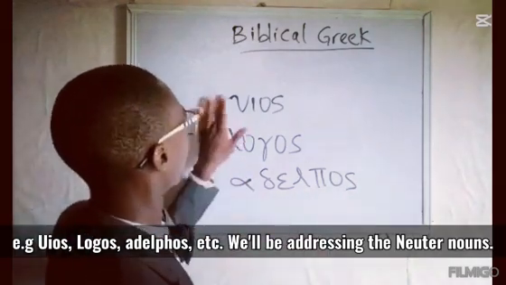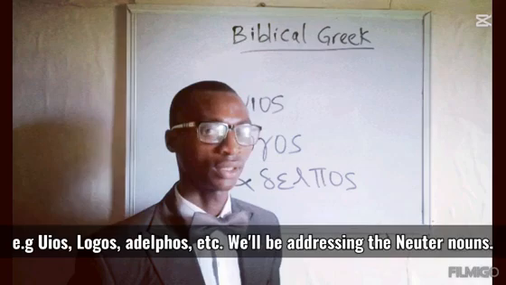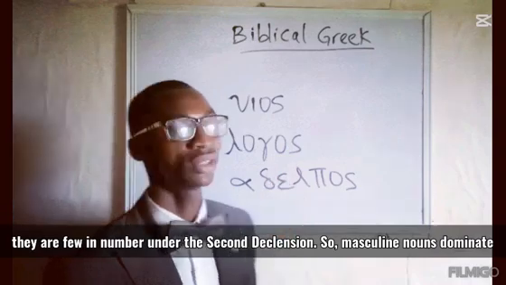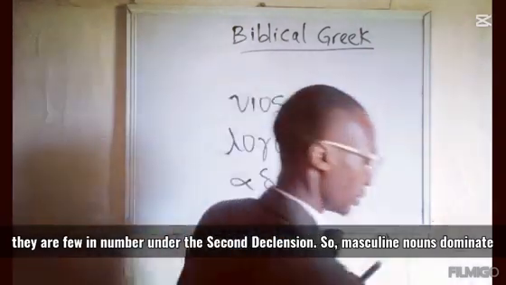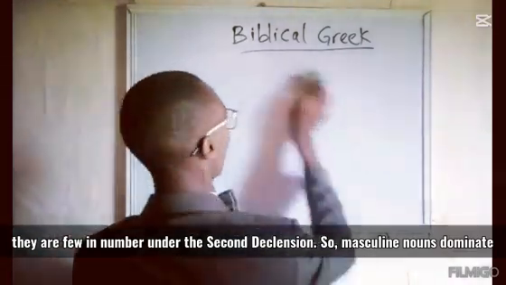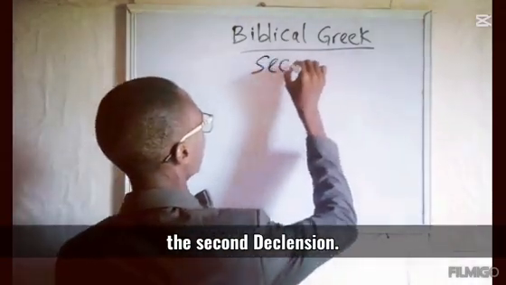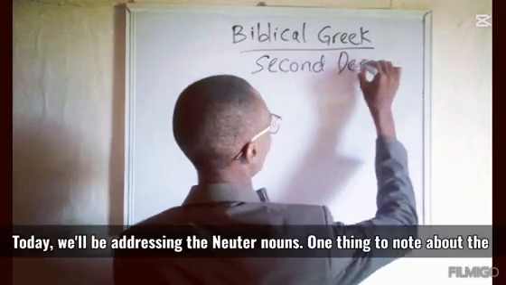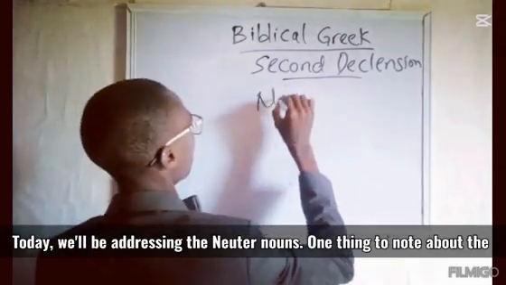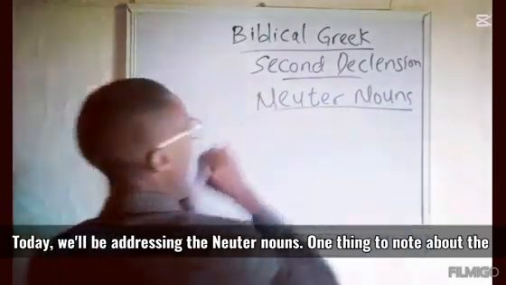But today we'll be addressing the neuter nouns. We have a few neuter nouns under the second declension. The major nouns that we have in the second declension are the masculine nouns. So we are still on the second declension, and today we'll be addressing the neuter nouns.